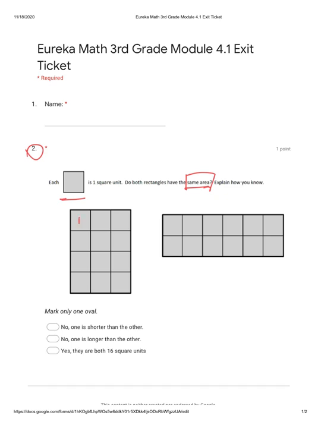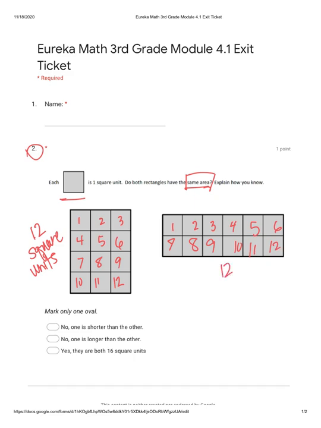So this is 1, 2, 3, 4, 5, 6, 7, 8, 9, 10, 11, 12. So this shape is 12 square units. Okay, and let's try the other one. Let's count these up. 1, 2, 3, 4, 5, 6, 7, 8, 9, 10, 11, 12. So this shape is also 12 square units.